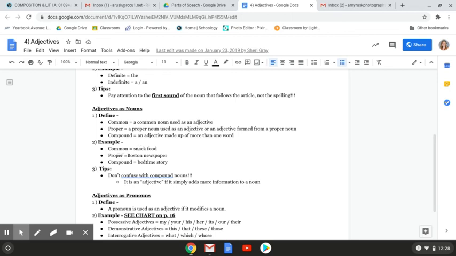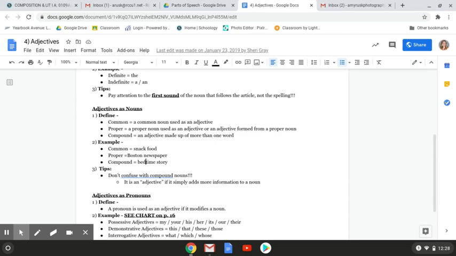An example of a proper noun. Boston is typically a proper noun. In this case, though, it's being used as an adjective. A Boston newspaper. Boston is describing what type of newspaper it is, so it's actually being used as a proper adjective. And then we have compound.